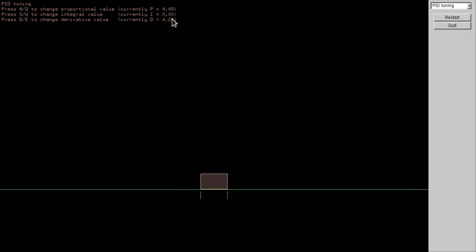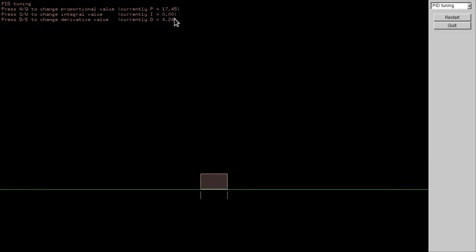So let me increase the p-value up to about 10, and now we'll see that, oh, that's good. Let me increase the p a little bit more. Okay, so p is now quite high. Now when I let this go, I'm expecting that it should overshoot a little bit, but because we have some damping now, it's not just going to keep bouncing back from side to side continuously. So let's try this again. So we overshoot over there.